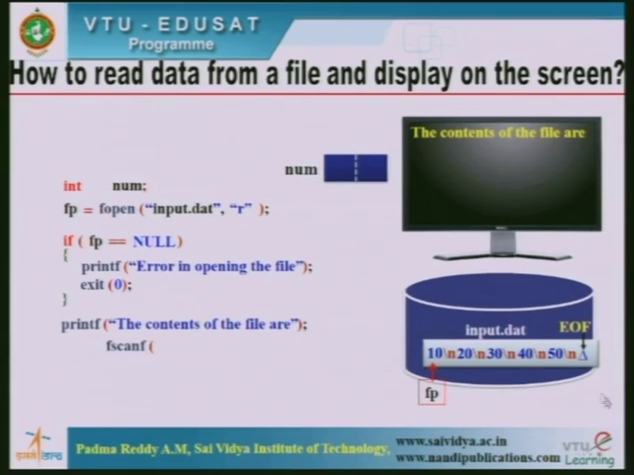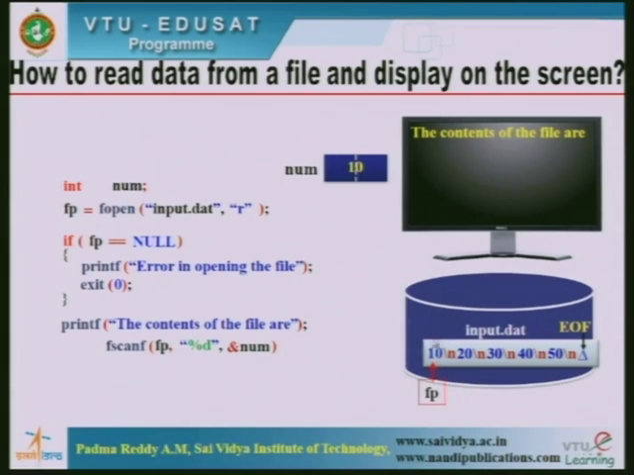Now, let us see how to read the data from the file. How to read? We have to use fscanf. Fscanf, what is the syntax? Here we have to write the file pointer. File pointer is pointing to this. Then we write %d, then ampersand num. Meaning from the file pointer, try to read an integer value. So what is the integer value? 10, and the 10 should be copied into which variable? num. So 10 is copied into the variable num.